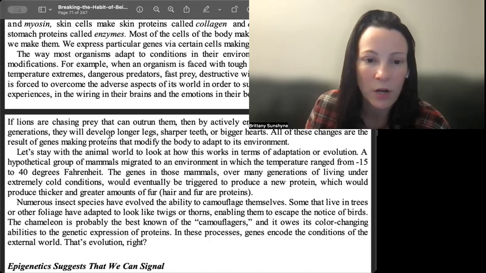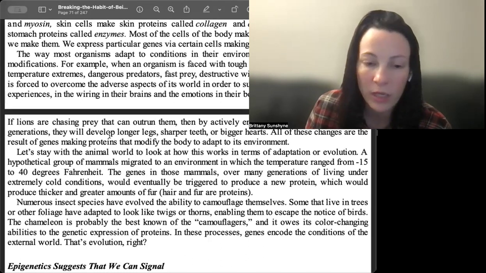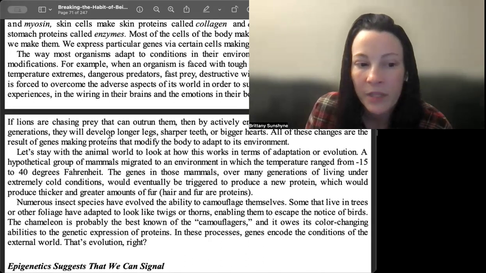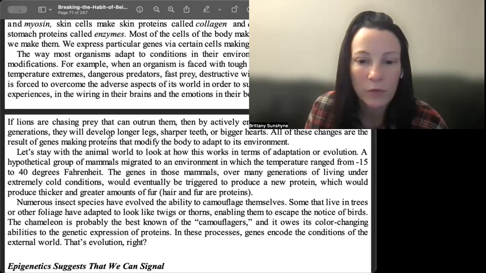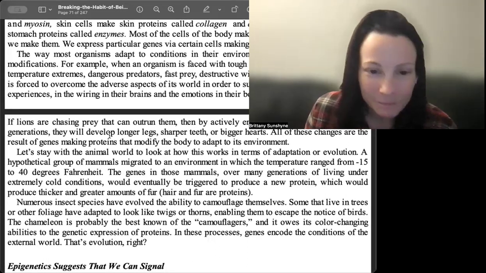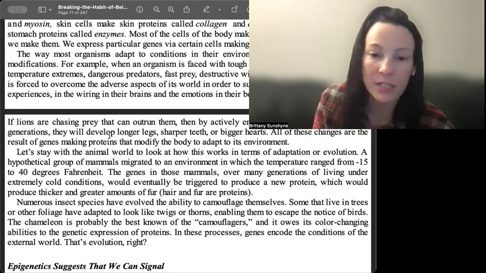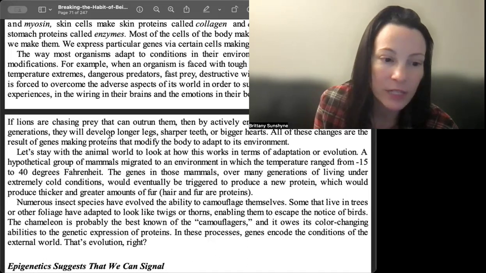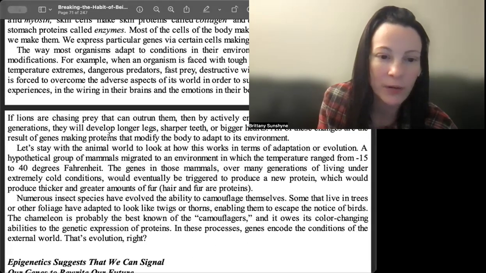Numerous insect species have evolved the ability to camouflage themselves. Some that live in trees or other foliage have adapted to look like twigs or thorns, enabling them to escape the notice of birds. The chameleon is probably the best known of the camouflagers, and it owes its color changing abilities to the genetic expression of proteins. Sounds like my ex-husband. In these processes, genes encode the conditions of the external world. That's evolution, right?